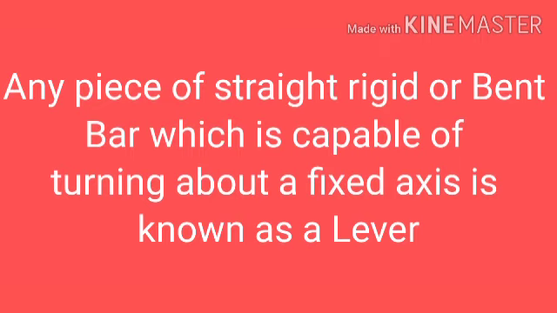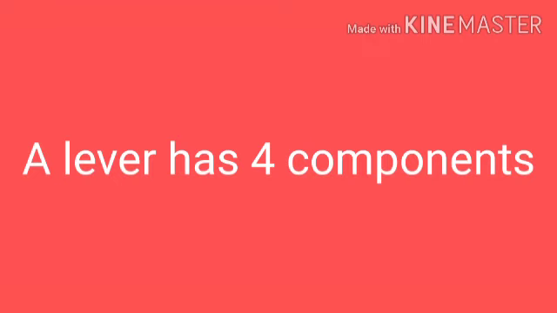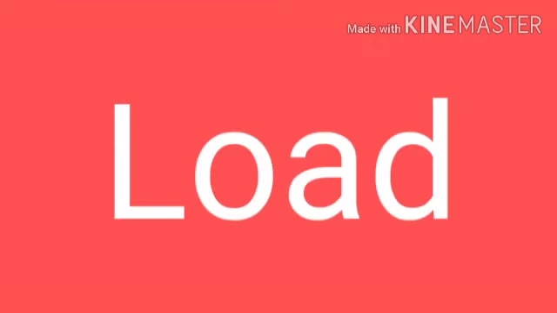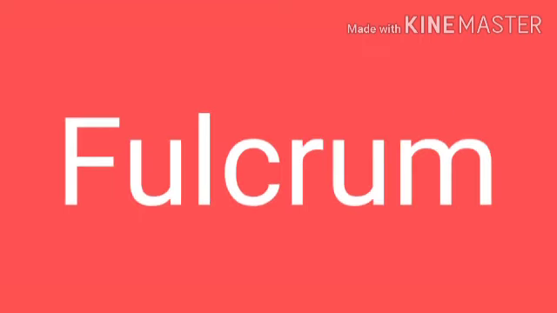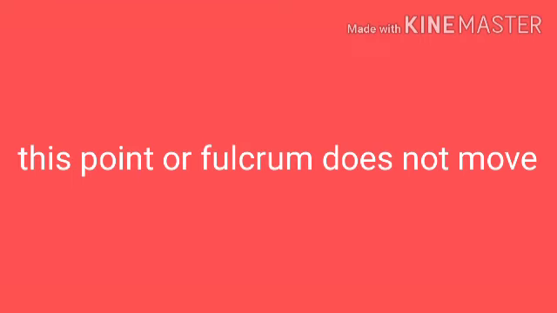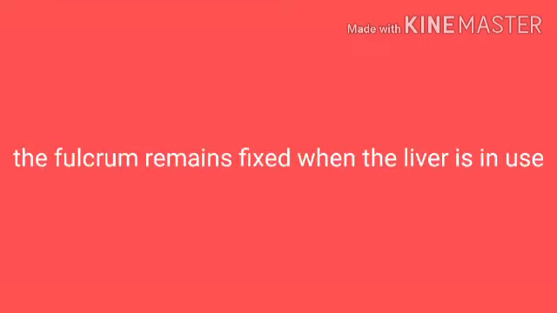So talking about the lever, I would say it has four components: rigid, straight or bent bar, load, effort, and the last one is fulcrum. The axis about which the lever turns passes through a point of the lever which is called fulcrum. This point does not move but remains fixed when the lever is in use.